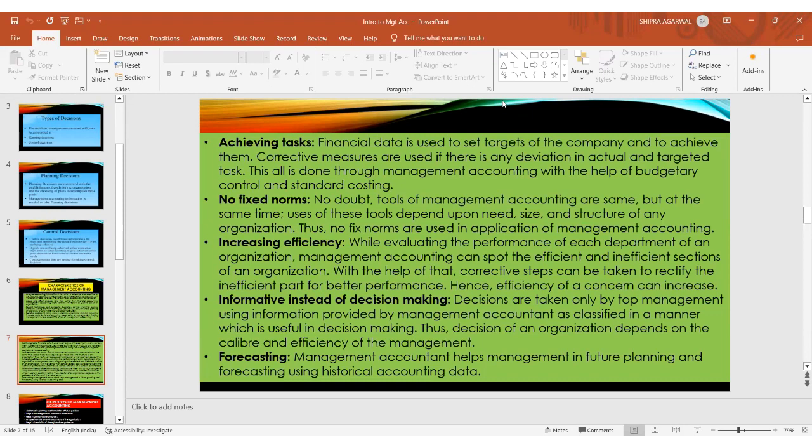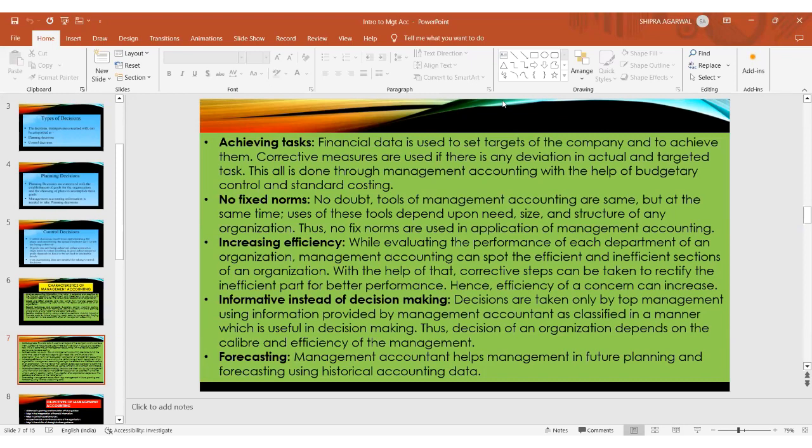Then whatever information is provided by management accounting, that is not a straightforward solution. That is informative rather than decision making. So what does it mean? See, whatever decisions are to be taken by the top management people of the organization, how do they take the decision? They take the decision using the information that is provided by the management accountant. And what does the management accountant do? He will classify the information that is actually required for decision making. He might present it in a tabular form. He might create a chart out of it.